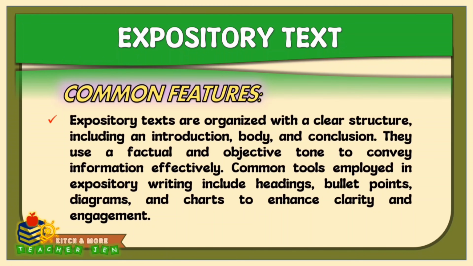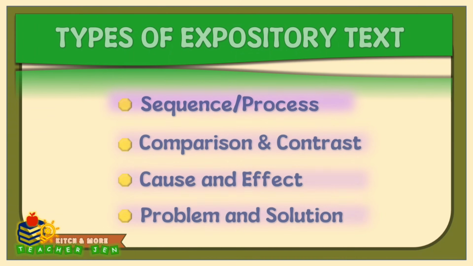Lastly, expository texts often include tools to make the information easier to understand and more engaging. These tools include headings to divide sections, bullet points to list ideas, and visuals like diagrams and charts to explain complex information. These features work together to make expository text easy to read and learn from.